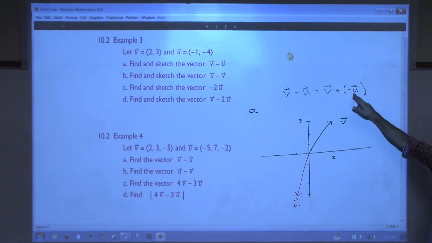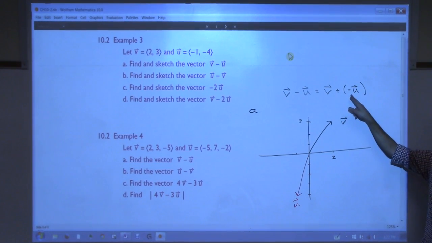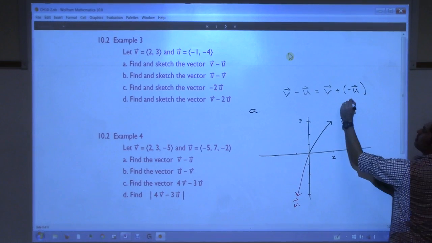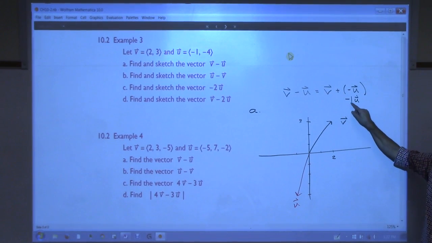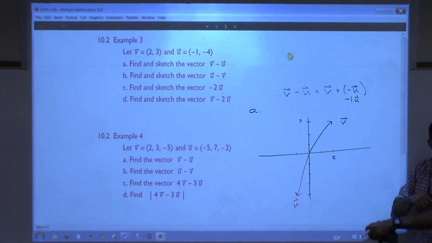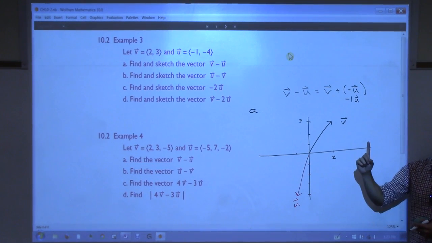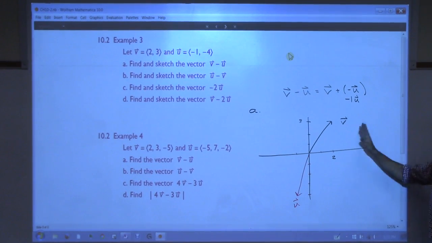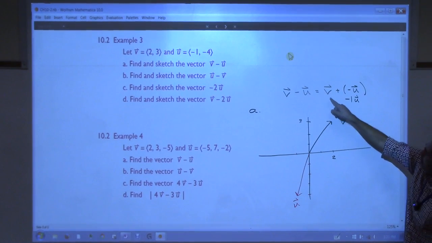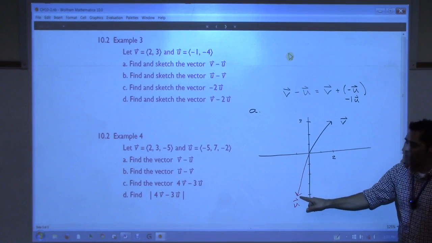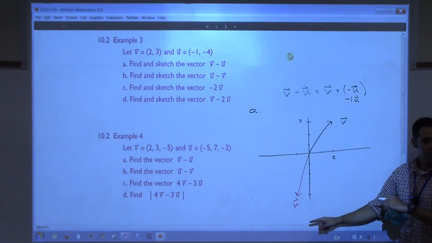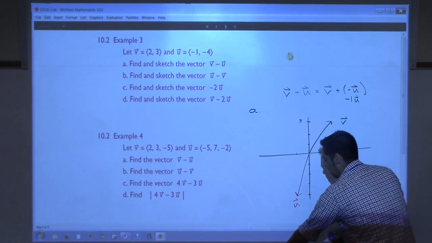I want you to look at this as actually being v plus negative u. Now, what is negative u? It's u in the opposite direction. This is scalar multiplication, isn't it? This is really like -1 u. So that's u with a number in front of it. The number is -1, so it flips it in the opposite direction. Same length because it's 1. So what I could do is take v and add to it this vector u pointed in the opposite direction. So why don't I draw u in the opposite direction?